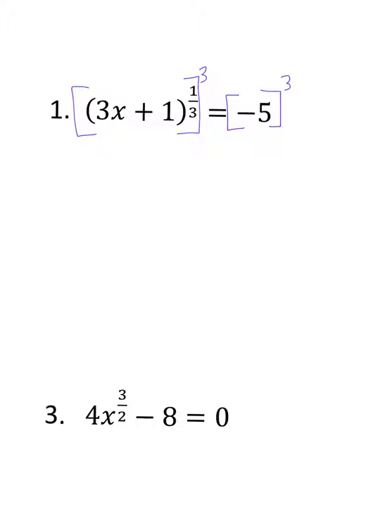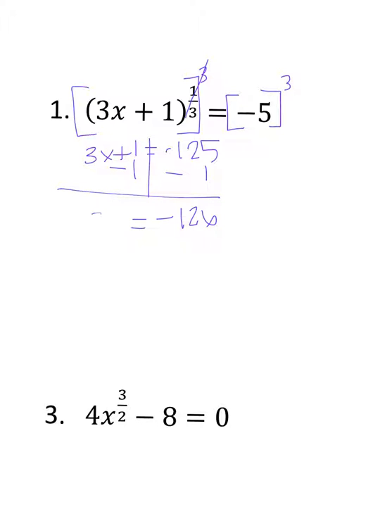The nice thing on reciprocal powers is your exponents will just cancel, leaving you with 3x plus 1 on the left, and then negative 5 cubed means negative 5 times negative 5 times negative 5, so that means we're going to have negative 125. Then all we have to do is solve like normal, so we're going to subtract the 1 away. You end up with negative 126 equals 3x. And then when you divide by 3, you end up getting x equals negative 42.